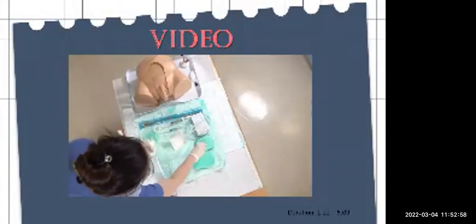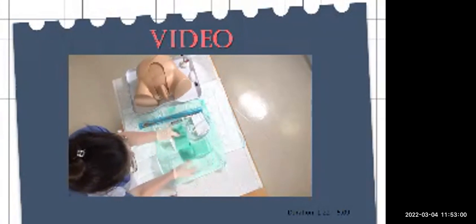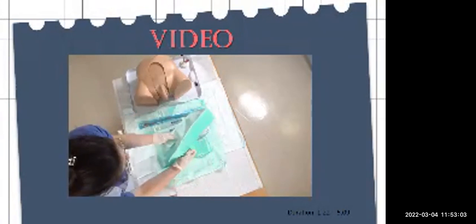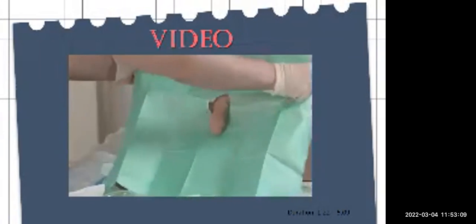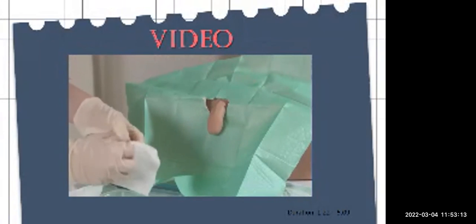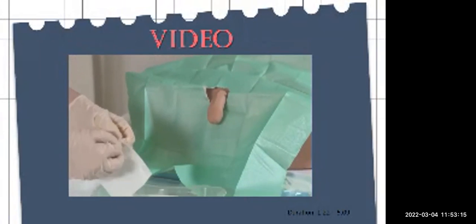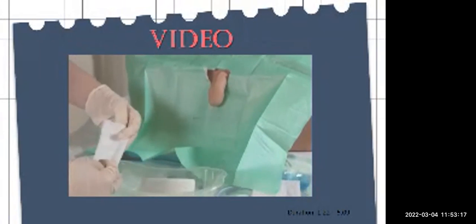And then we have a drape, which I've already torn a circular hole in before we started, but you would do that at this point now. And then place this with the penis through the hole. And then we're going to make another sling with our gauze.